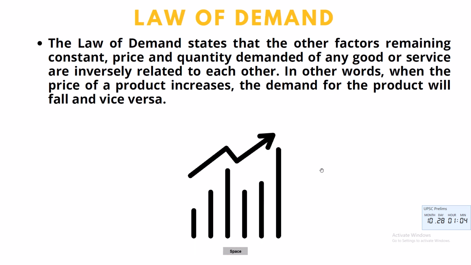So let's move on to the law of demand. See, for economy to survive, the law of demand and supply is very important. The law of demand states that other factors remaining constant, price and quantity demanded of any good or service are inversely related to each other. In other words, when the price of the product increases, the demand of the product will fall, and vice versa. So, here the graph will look like this. This will be the price and the demand.